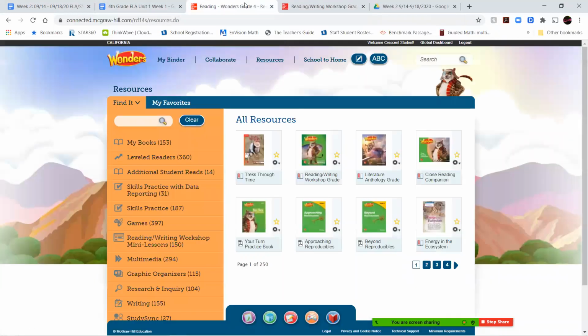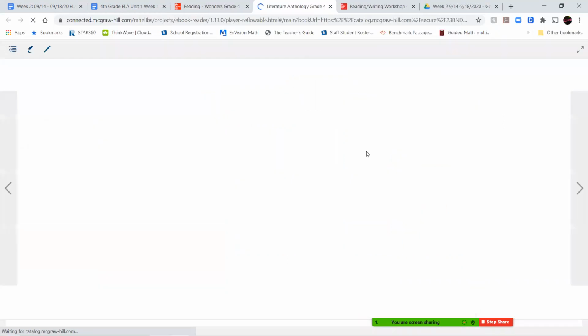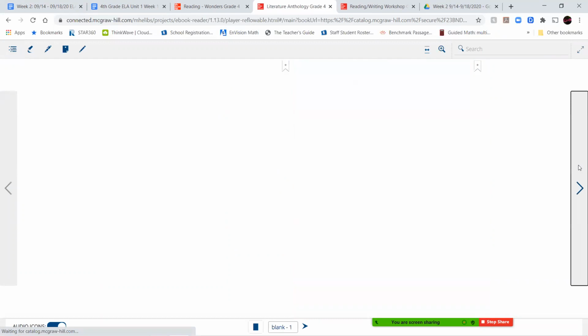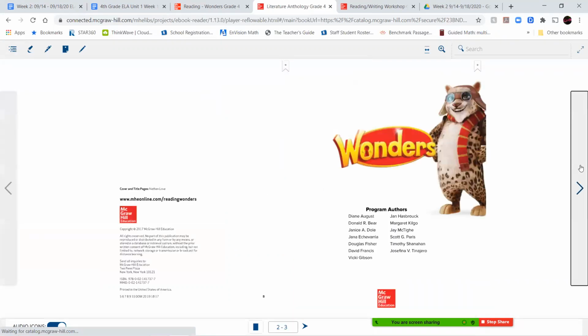There we go. And then I'm going to go back into this tab, and I'm going to open my literature anthology book as well, so that I have access to both of my stories and all of the information that I need.